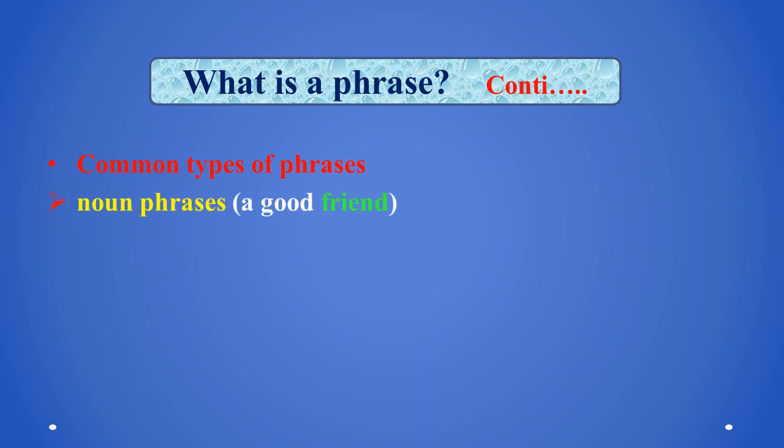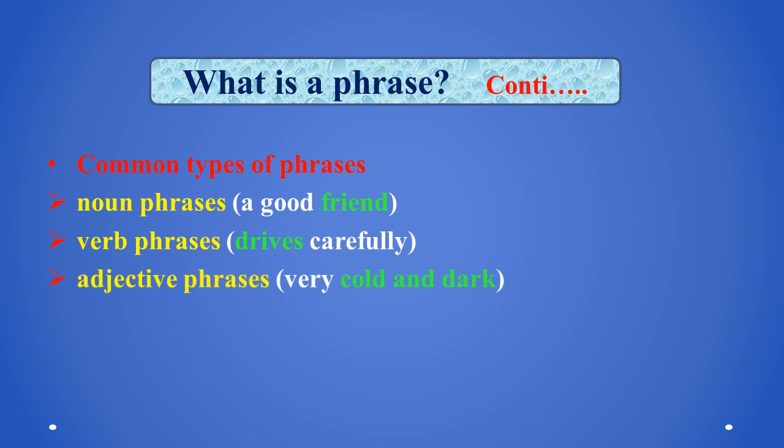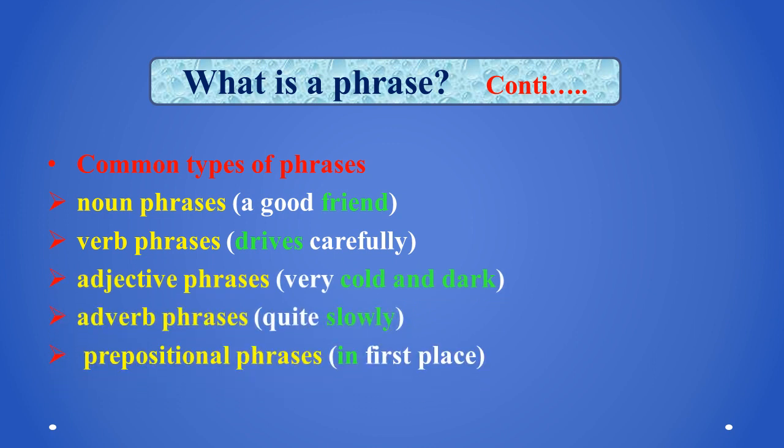Commonly, phrases are divided into 5 types: noun phrases, verb phrases, adjective phrases, adverb phrases, and prepositional phrases. One example of each phrase type has been given here. Look at these examples carefully.